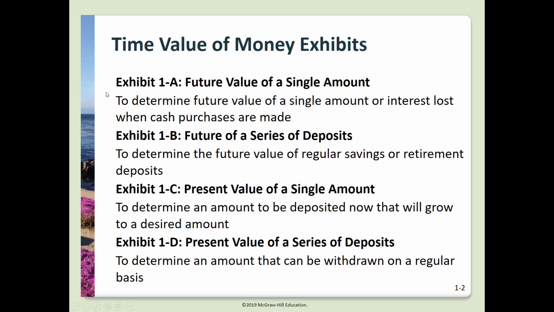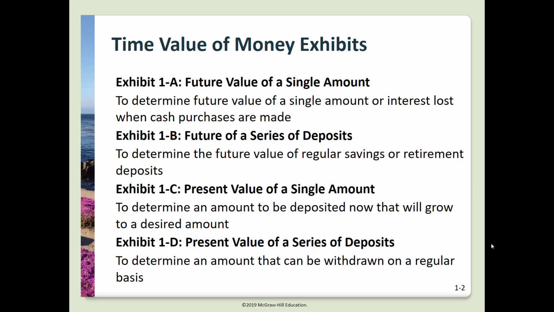1A is for the future value of a single amount. 1B is for the future value of a series of deposits. 1C is the present value of a single amount, and 1D is for the present value of a series of deposits. So you can think of 1A and 1B as for future value, and 1C and 1D are for present values, and then each has a single amount or a series of deposits or multiple amounts. So for the next set of problems, I'll be showing you how to use these exhibits in order to solve the different time value of money problems.